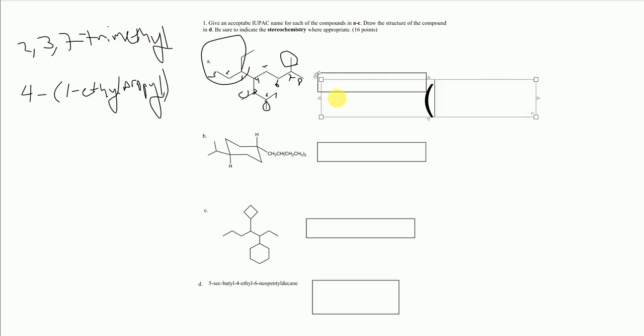Okay, so our full name for this one is going to be. Alright, so now what comes first? The M in methyl or the E in ethyl? So it's going to be the E in ethyl. So I have 4, 1 ethyl propyl, right? And then dash 2, 3, 7 trimethyl, right? And then what is our parent? Octane, right?